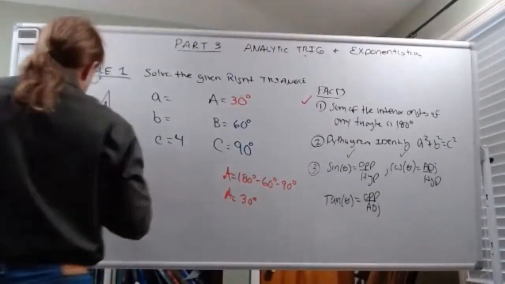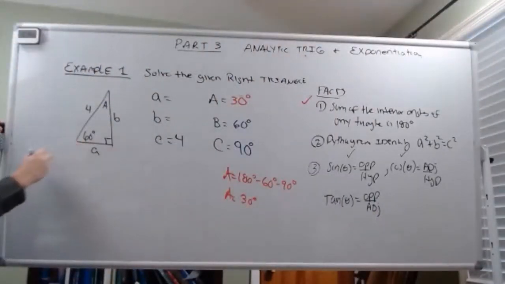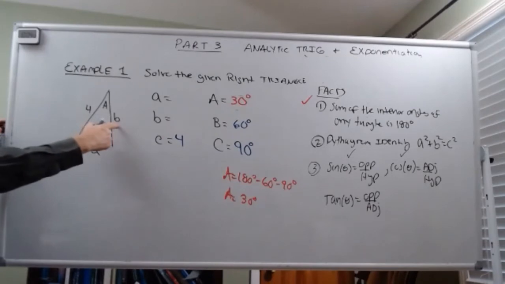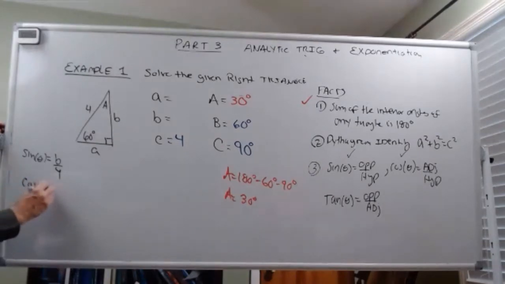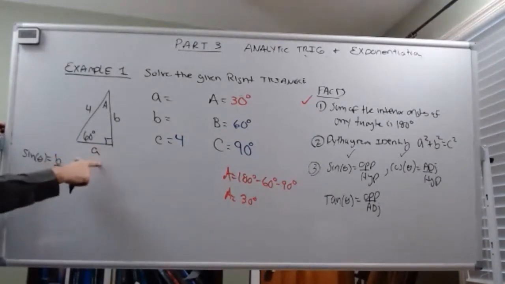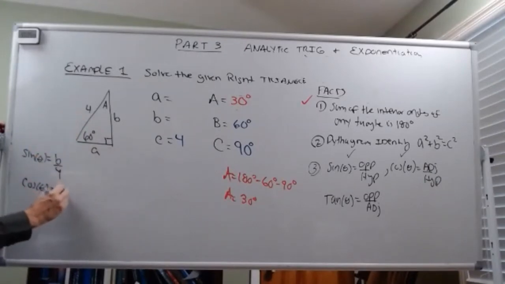Let's write it all out. For example, say this is my angle theta. I have the sine of theta is equal to B, the opposite, over the hypotenuse, so it's equal to B over 4. That's one relationship I have. I have the cosine of theta is the adjacent over the hypotenuse, which is equal to A over 4. So that gives me some information.